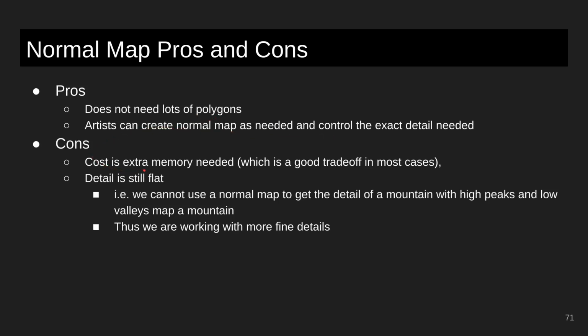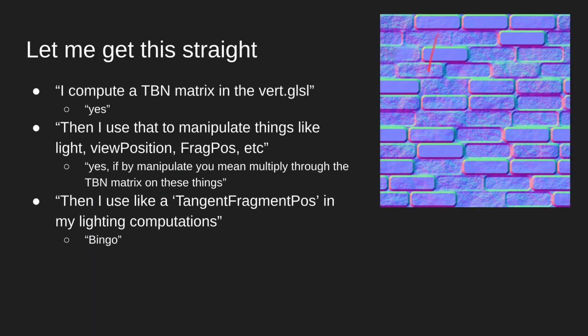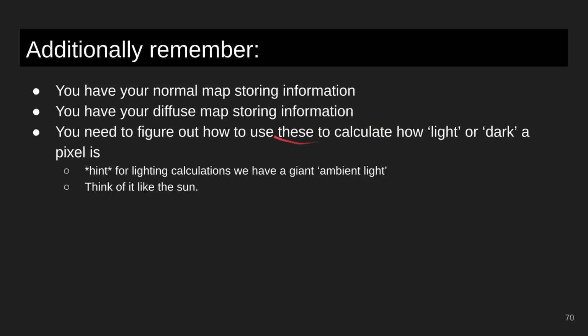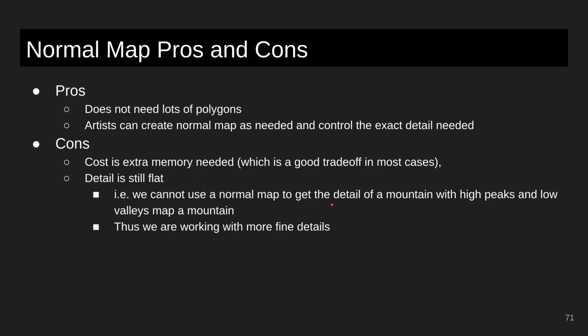The cons are, we still need a little bit of memory for that extra texture, but it's not a lot in comparison to having all that geometry. And the details still, it's a little bit flat, meaning we still have a brick wall. So if you look at it totally from the side at a perpendicular angle, you will notice it's flat, but it gives a good enough effect that we like that. So if you're trying to create a scene of like a mountain or something, a normal map's not the right tool to use because the geometry again is still not changing.